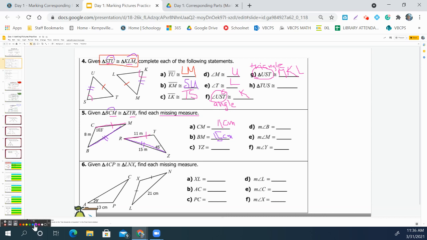So then what's the last one? What about the angles? Angle B goes with what? Angle B goes with angle Z, so that's 100% 45. What about angle M? 45 again. M goes with R. So R is over here. How do you know it's 45? It's a good guess. Are they isosceles? Yeah. It kind of looks like it's isosceles, but we know this is 11 and 8 and 15. So I think that might be scalene.